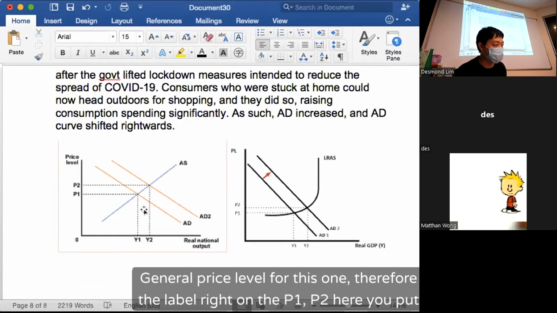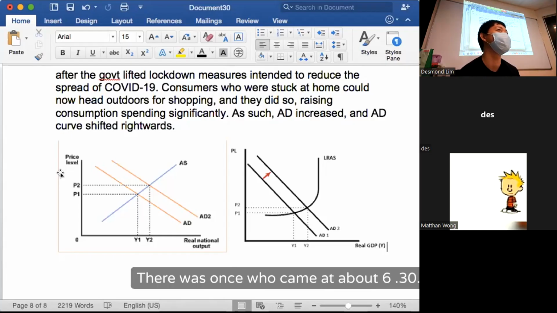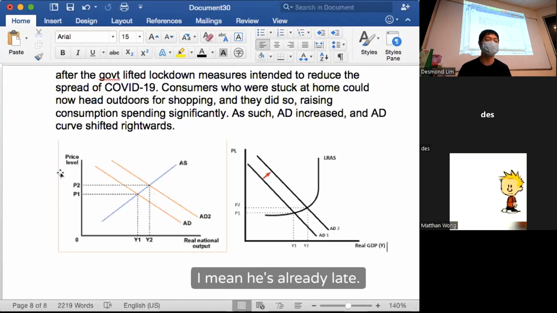Then for the label on the P1, P2 here, you put paper 620 shows. I don't know. There was once it came at about 6:30. Yeah. Probably he's late. I mean, he's already late. Then he wants you to be late, so he asks you to come ready or not. Then you'll come at 6:30.